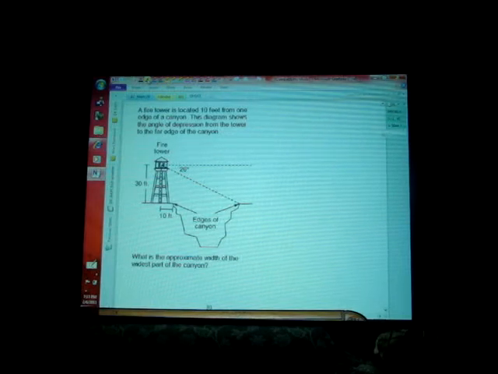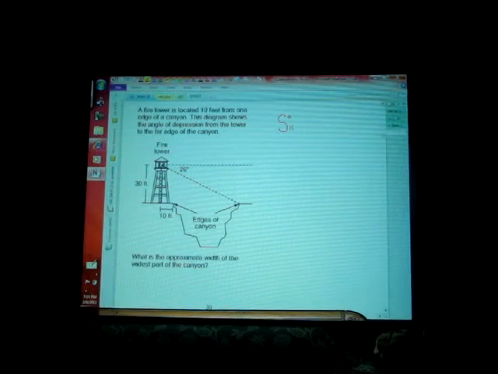So there are a couple of things that you need to know. Number one, it's right triangles. When it's talking angle of depression or angle of elevation, you're talking right triangles. Number two, you need SOHCAHTOA.